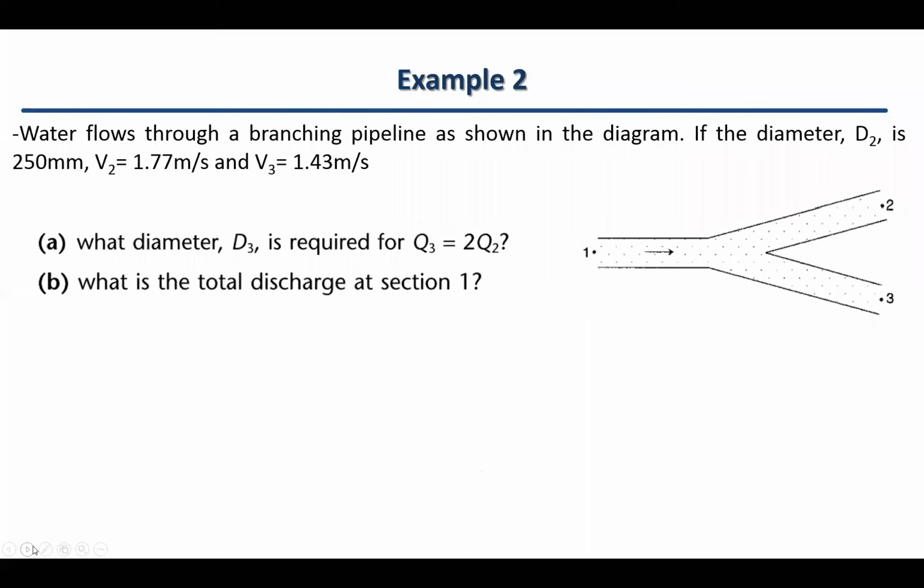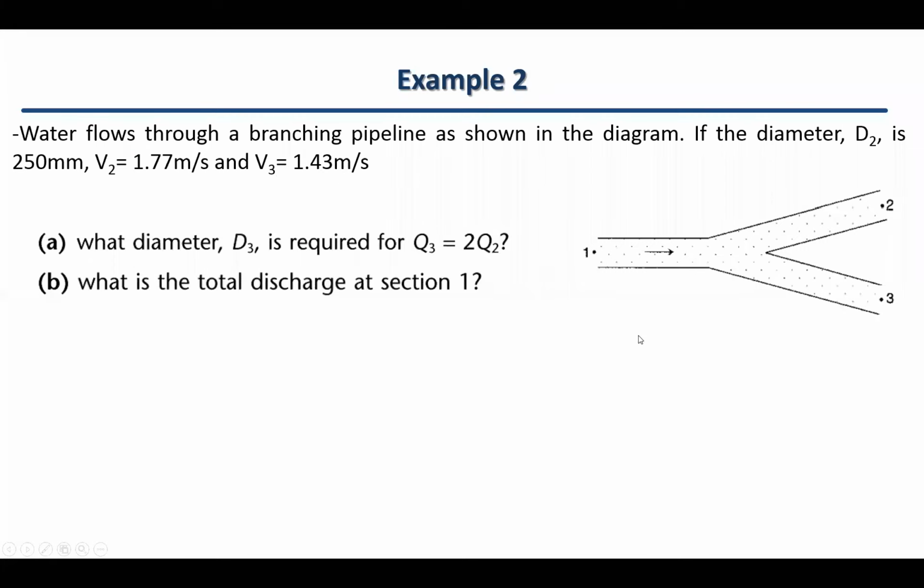Let's look at another example. This example is about water flowing through a branching pipeline, as shown in this figure. One pipe is split into two pipes. The diameter D2 is 250 millimeters, the velocity at pipe 2 is given as 1.77 meters per second, and the velocity at pipe 3 is 1.43 meters per second.